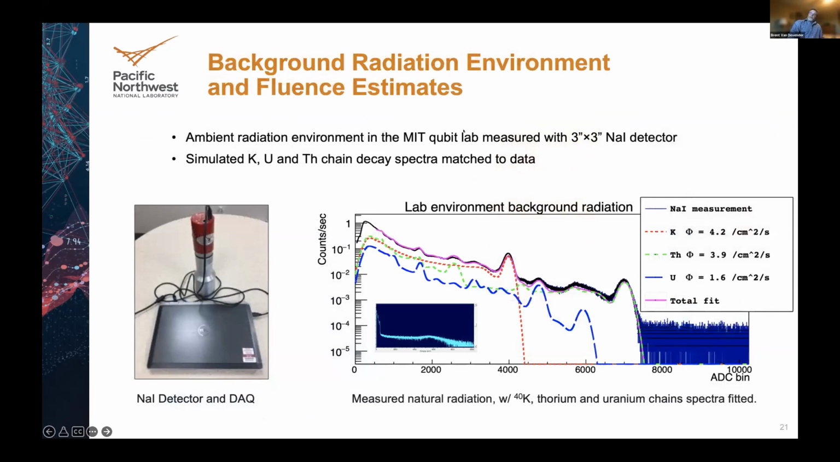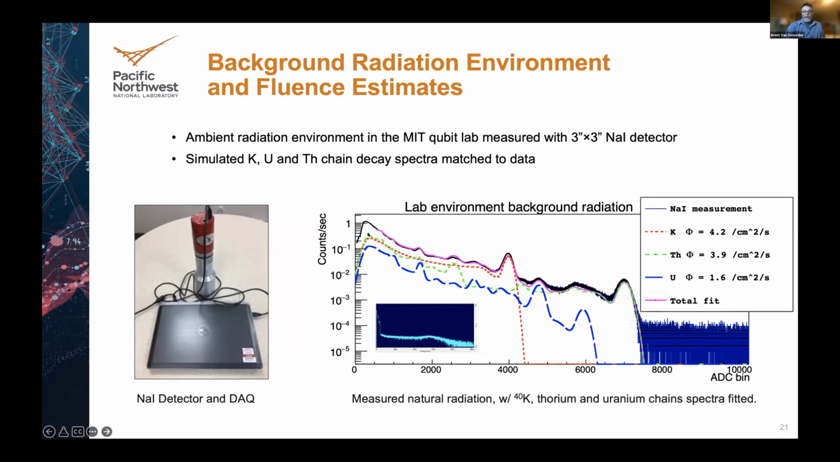We need to know the radiation in the environment of the experiment. So this experiment was done at our colleagues' lab at MIT. We sent to them a standard radiation detector. It's just a sodium iodide detector, and they measured at the site of the experiment, like right where the dilution fridge was. It's a typical spectrum that you expect in a concrete building on the surface.